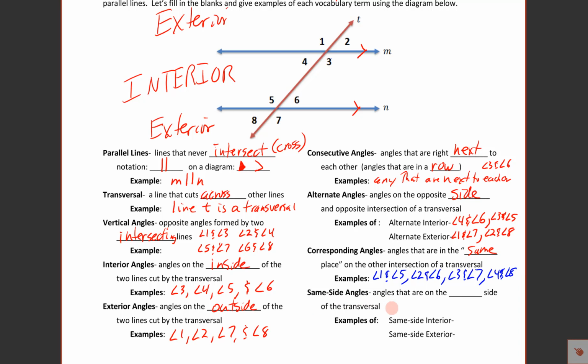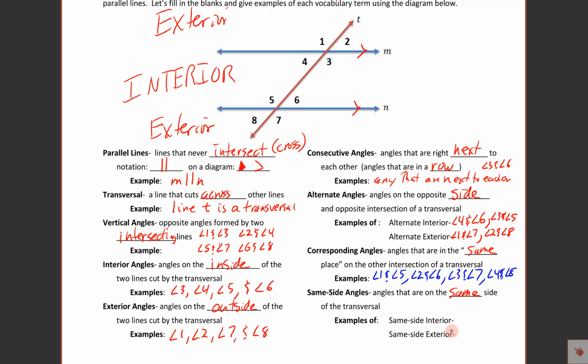Now, the last thing that we want to talk about is same side angles. Same side angles says angles that are on the same side of the transversal. Oh my gosh, it almost says it right there. Okay, alternate angles, that was a little more difficult, but same side of the transversal, so they have to be on the same side. So all 4 of these are on the same side, and all 4 of these are on the same side. But we want to categorize these.